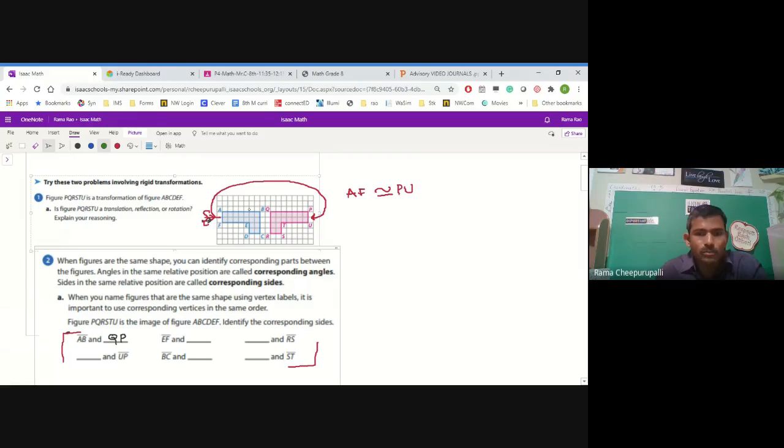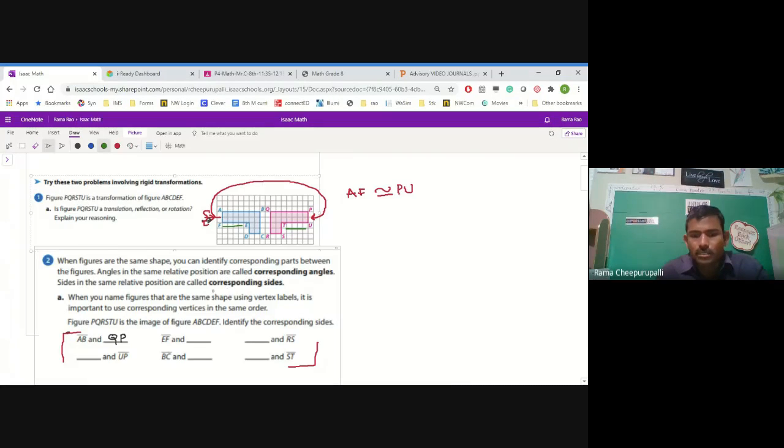So AB is matching with QP. That's good. I like that. Thank you, Ashley. Good work, guys. And tell me, FE is matching with what? FE is matching with what side? Okay, there you go. So FE is this part right here in the green, and also matching with TU. So just like a flip over, you can see those are called corresponding sides.